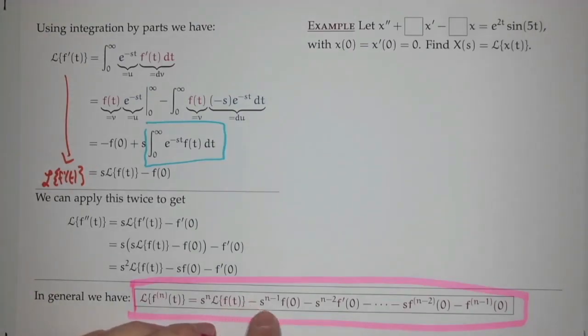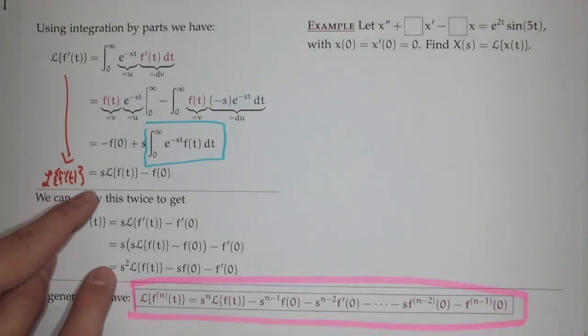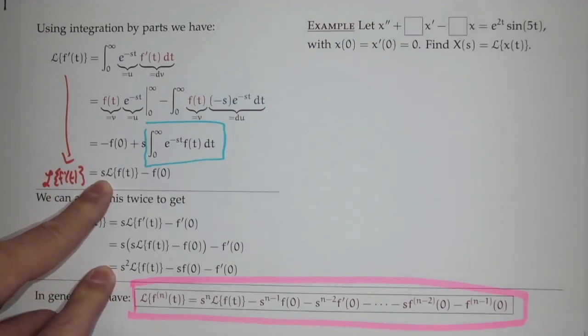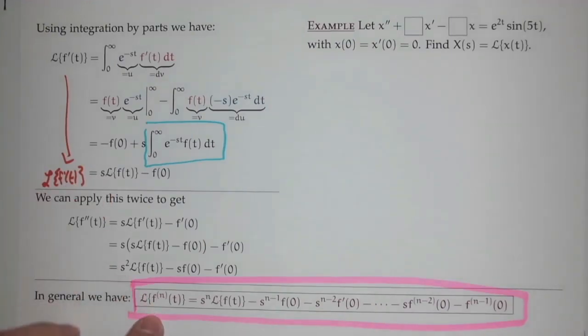But then there are some initial conditions. The first term is s to the n, the next term is s to the n minus 1, s to the n minus 2, and so forth all the way down. Then you have the function at 0, the first derivative at 0, and so on, again all the way. In practice, you will never need these middle pieces, what happens to the first derivative, what happens to the second derivative. But in principle, we can do it for any order derivative that we want.